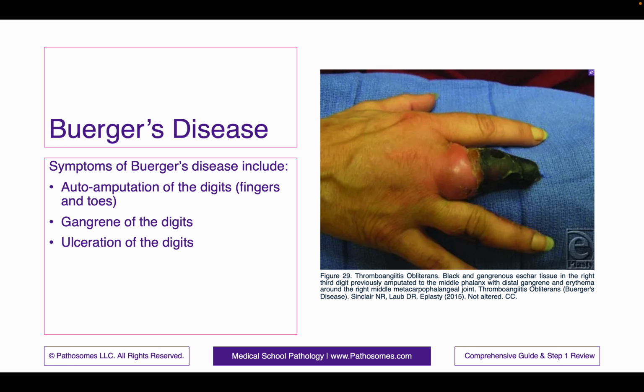Symptoms of Buerger's disease include autoamputation of the digits, usually the fingers and or toes. And I'm sure you could recognize that there's an issue with this person's middle finger. They can also experience gangrene of the digits and ulceration of the affected digits.